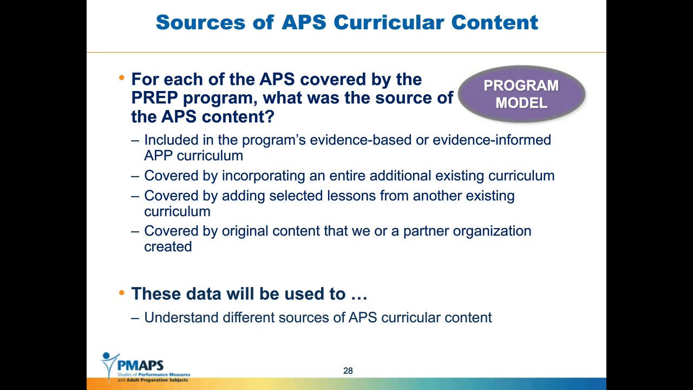A new measure has been added that provides a bit more information about the source of the adulthood preparation subjects content that is being delivered. For each of the subjects that are covered by the PrEP program, you will indicate the source for that content. For example, the adulthood preparation subjects could be included in the program's core evidence-based or evidence-informed adolescent pregnancy prevention curriculum, or the content could be covered by incorporating an entirely additional existing curriculum, covered by adding selected lessons from another existing curriculum rather than the full curriculum, or covered by original content that you as the grantee or a partner organization created. If a subject is covered in more than one way in your program, you can indicate all that apply across these response categories. And the information from this data will be used to understand different sources of the adulthood preparation subjects' curricular content.